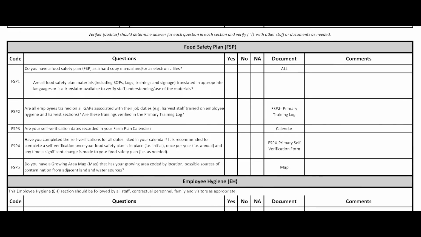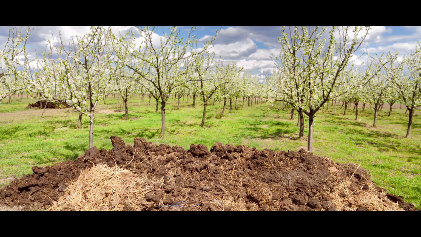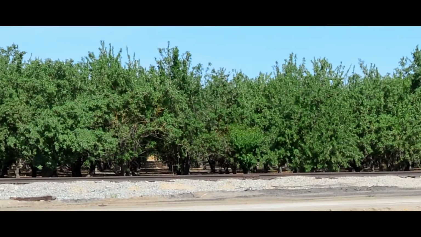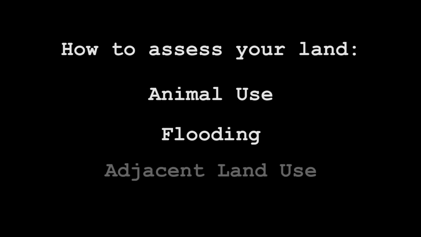This video is land assessment. The first step in putting together your documented food safety plan is assessing the area where you grow your food. This allows you to determine if there are any potential hazards that could be affecting the land. In this video, we'll talk about how to assess your land, including any previous animal use, flooding, and any adjacent land use that could present food safety risks.